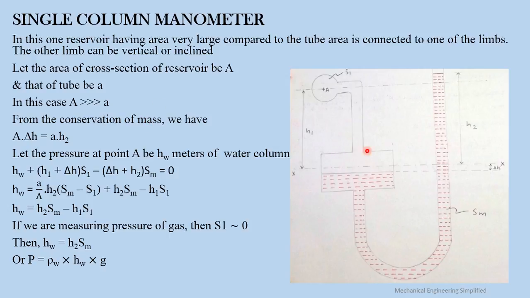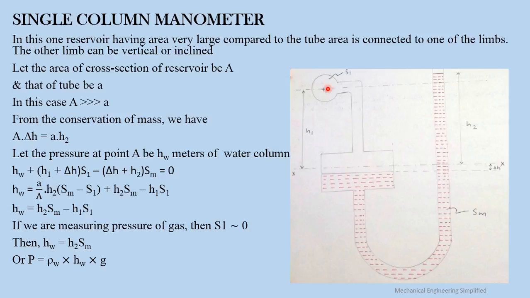Only in this, one limb of the U-tube manometer is fitted with a reservoir, and the cross section area of this reservoir is very much larger than the cross section of this tube. So the cross section of the reservoir is capital A and the tube is small a, and in this case we have taken that capital A is very much greater than small a. And from the conservation of mass, this was the earlier level of fluid, and when we connect this, the level of fluid in this reservoir goes down by delta H. So we have A into delta H, and because of that the fluid in this tube has raised by height H2. When this manometer is free, means it is not connected to this point A, then the level of fluid will be same on both the sides.